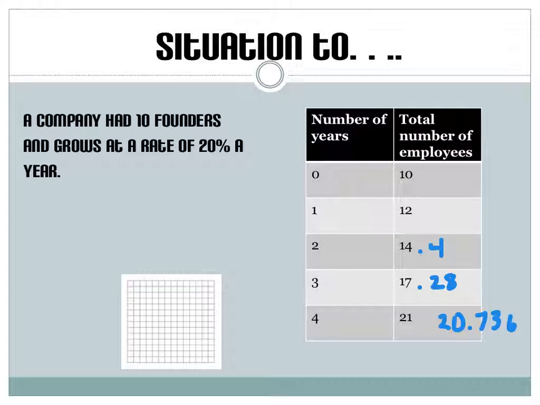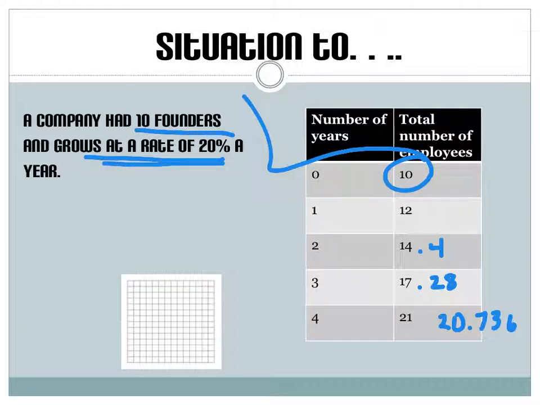So now we're dealing with a situation, and that's where you have to think about the process of what is going on. Founders, by the way, are people that are the beginning people in an organization. In this case, it's a company. We talk about our founding fathers when we talk about the people who started our government. So in this case, we have 10 founders, and so that goes into our zero term. And then this grows at a rate of 20%.